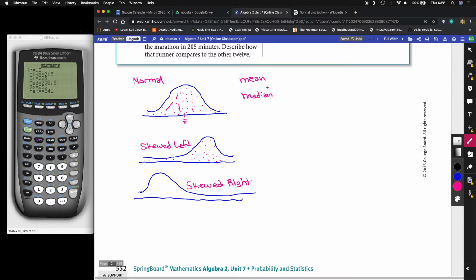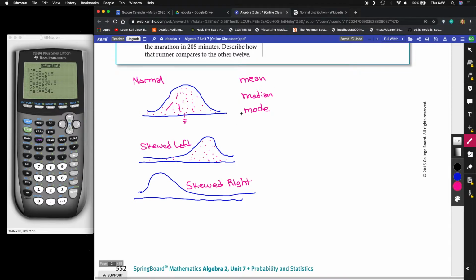Again, I apologize. My computer's acting very slow. And we have the mode. Okay, so these are measurements of central tendency.